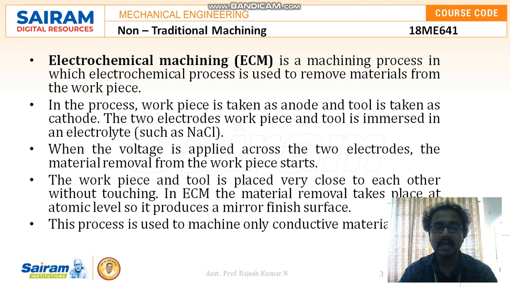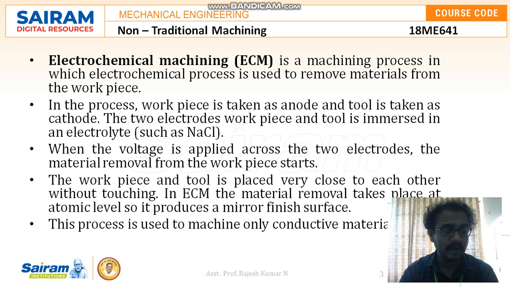In general we can call electrochemical machining a machining process in which an electrochemical process is used to remove material from the workpiece. It is a combination of both electrical energy and chemical energy. In this process the workpiece is taken as the anode, and the machine tool is taken as the cathode. The two electrodes, the workpiece and the tool, are immersed in an electrolyte. Electrolyte is something which will conduct the electricity and pass the electricity.